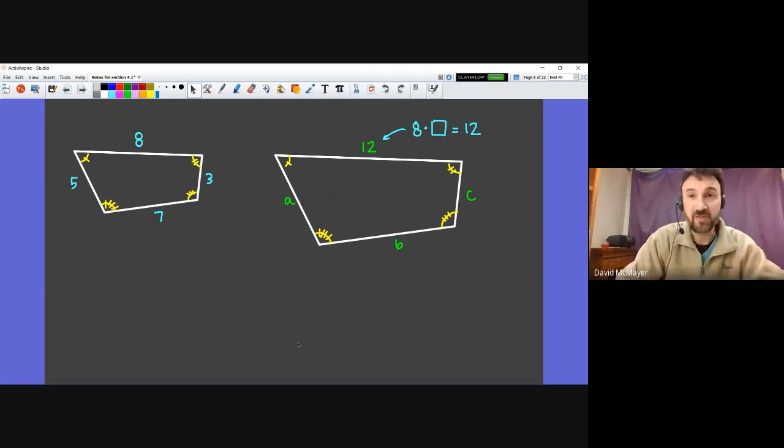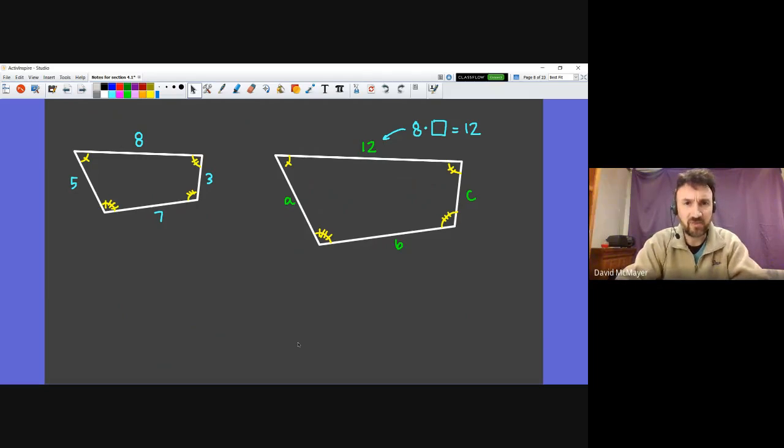So one thing that I notice here in this first example is that the side length 12 is proportional to the side length 8. And all that means is that 8 multiplied by something is equal to 12. Now, these shapes being proportional means that the other side lengths multiplied by that same number in the box should be equal to each of the A, B, and C side lengths there.